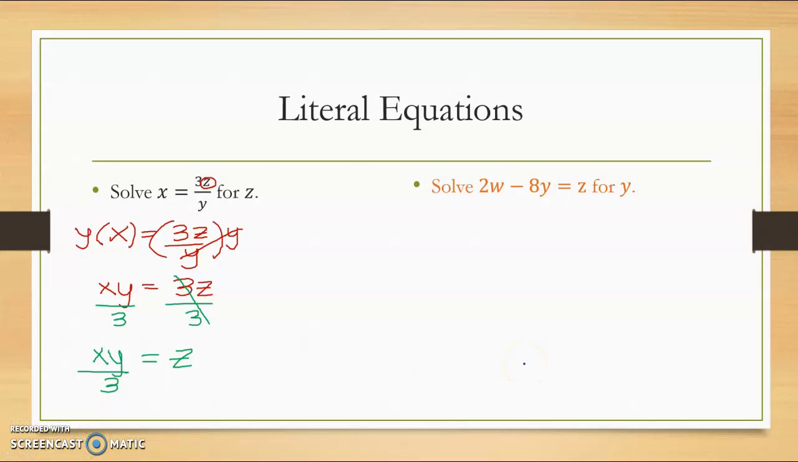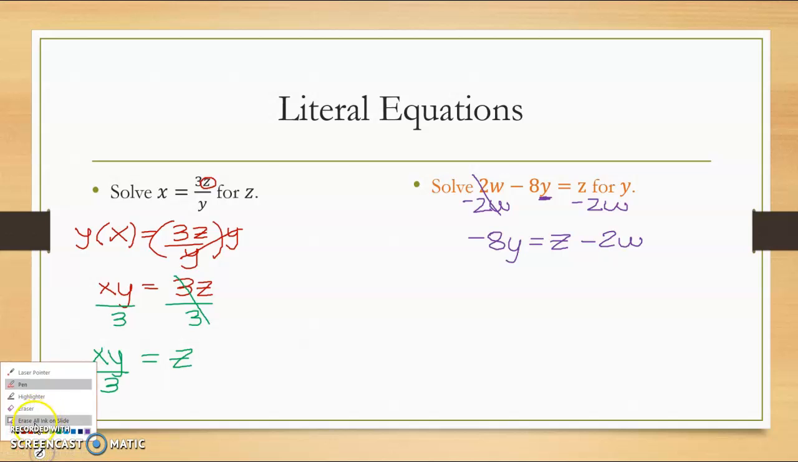All right, so hopefully you tried this problem for yourself, trying to get y by itself. So the first thing we would want to do is subtract the 2w from both sides. So the 2w minus 2w is going to leave us with 0, so negative 8y equals z minus 2w. But the y isn't by itself yet, so we need to get rid of that multiplication, and we're going to divide everything by negative 8.